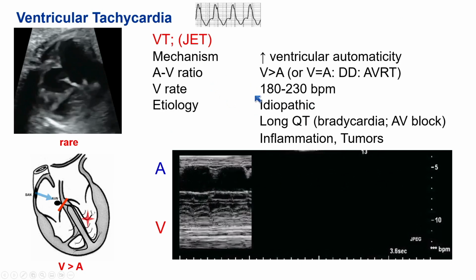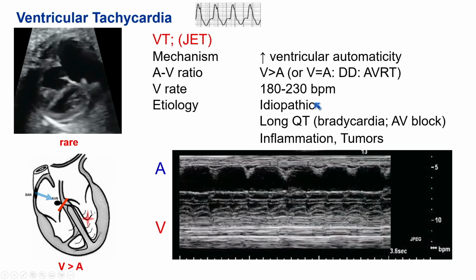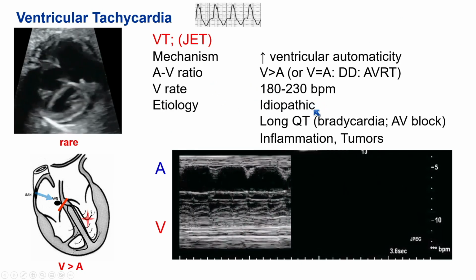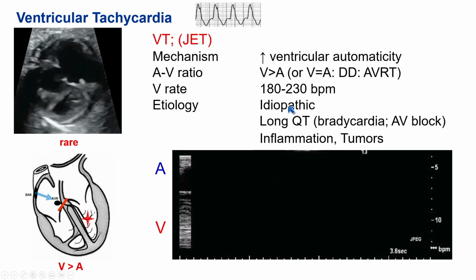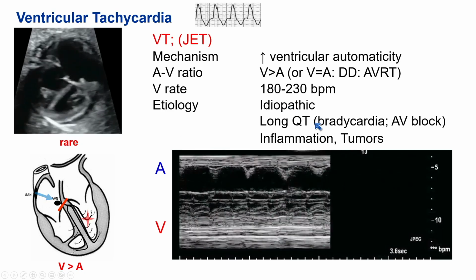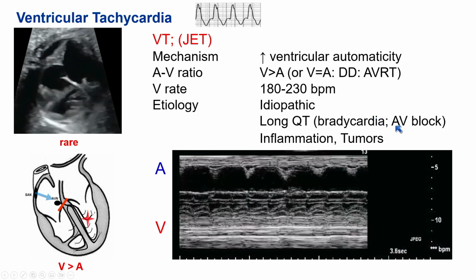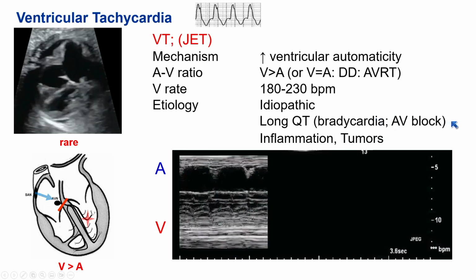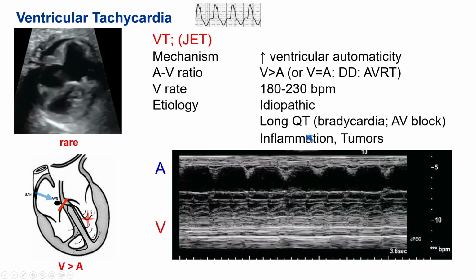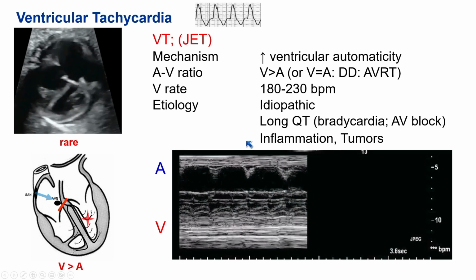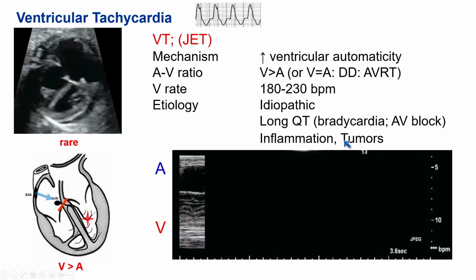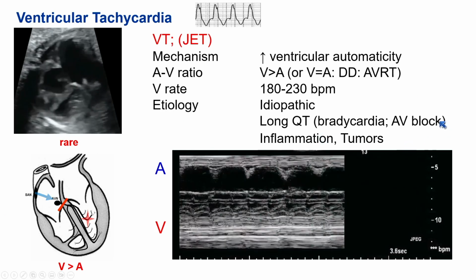We don't necessarily know what causes it. Often we settle with the diagnosis idiopathic, which means we have no clue. But long QT, bradyarrhythmia, AV block linked, especially if their bradycardia normal rhythm might be a cause, inflammation of the heart and cardiac tumors.